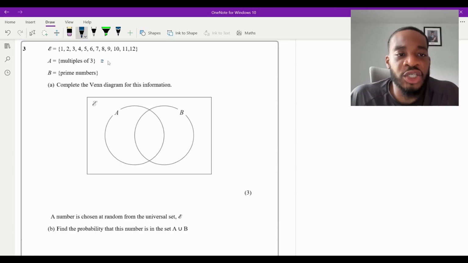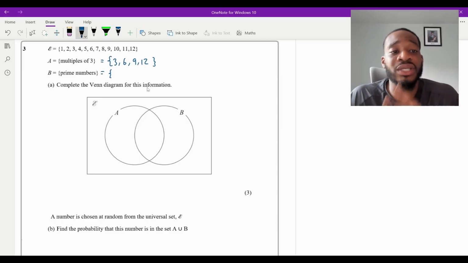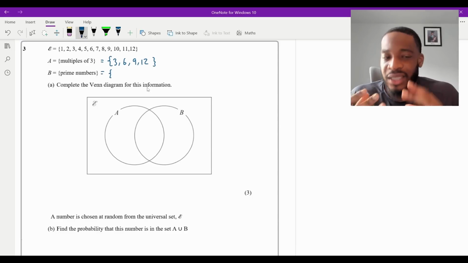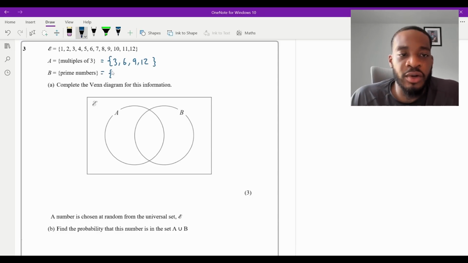So what we're going to do is actually write out what the actual numbers are going to be in this set. So multiples of 3 within this universal set are going to be 3, 6, 9, and 12. And then the set of prime numbers. Now, be very careful. You may be thinking that 1 is a prime number. It's not. A prime number has 2 distinct factors, the number itself and 1. Since 1 only has itself as a factor, it doesn't have 2. So it's technically not a prime number. So I'm going to start off with 2, then 3, then 5, then 7, and then 11. And these are going to be our sets.